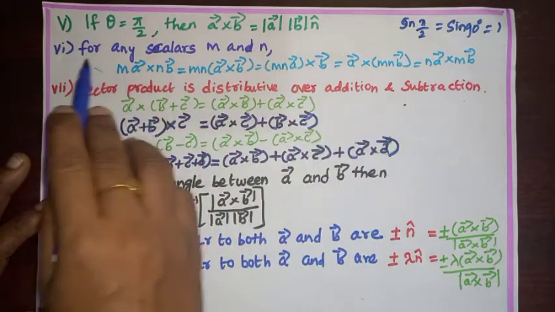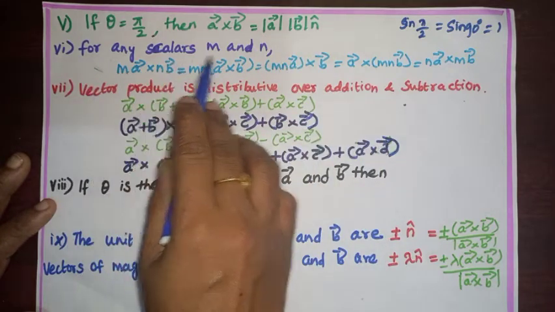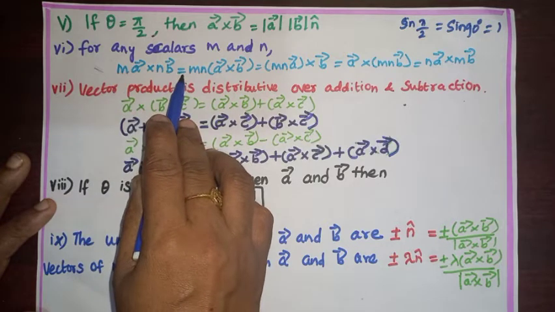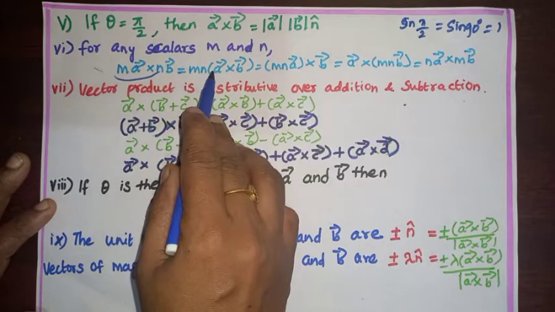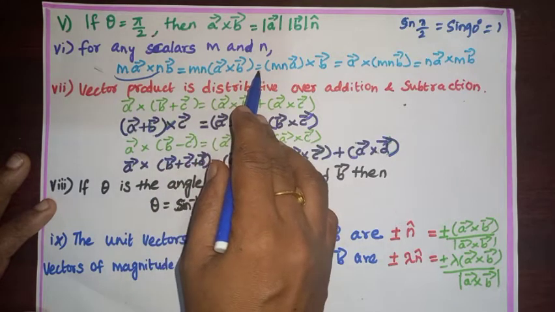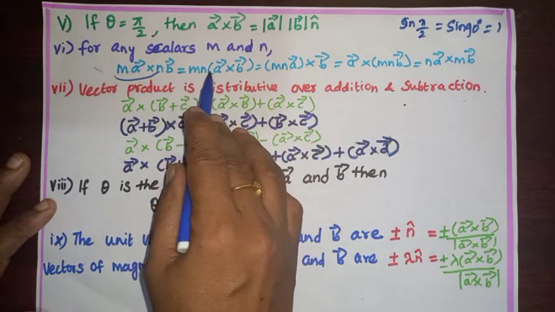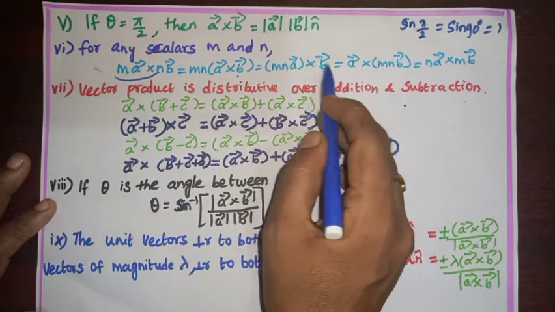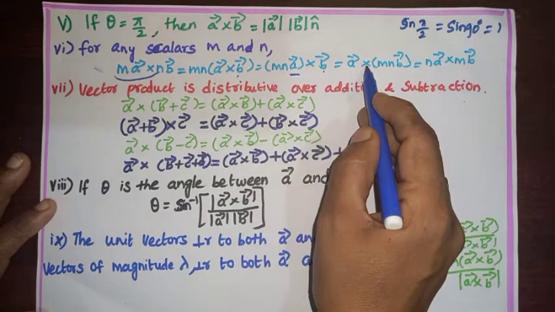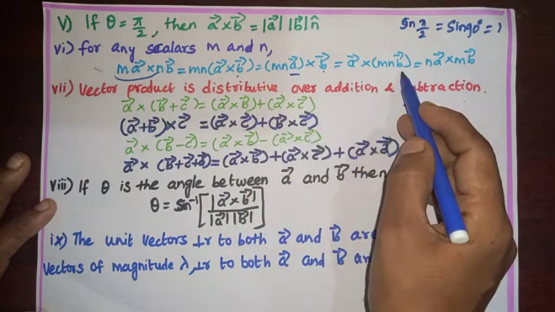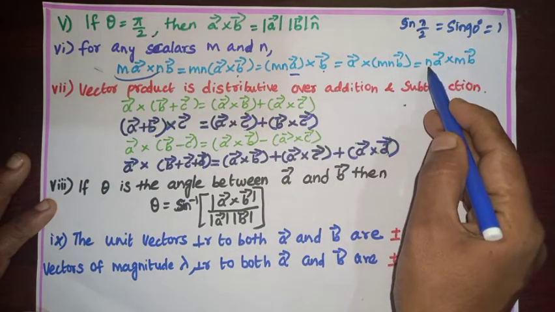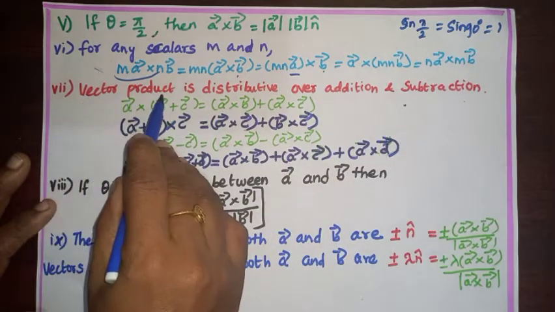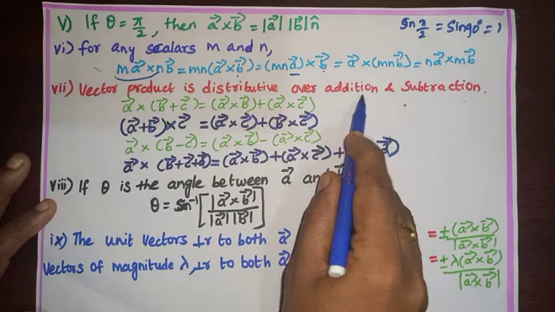For any scalars m and n, m A vector cross n B vector equal to mn A vector cross B vector, which is also equal to mn times A vector cross B vector, which is also equal to A vector cross mn B vector, which is also equal to nA vector cross mB vector. Vector product is distributive over addition and subtraction.